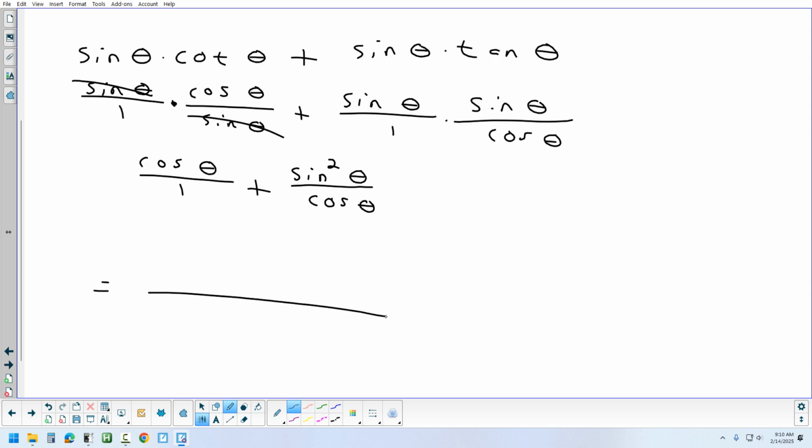So 1 and cosine. Put the denominator of cosine. Now, did either one of those fractions already have a denominator of cosine? Which one? Sine squared. Yeah, the sine squared. So that one already had the cosine, so it doesn't need to change.